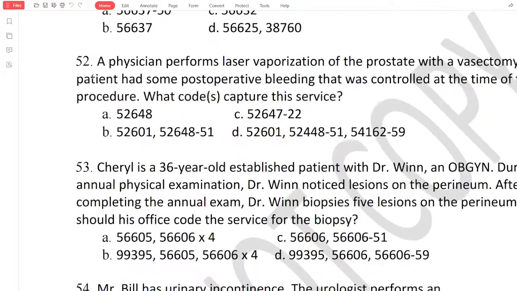Next is question number 52. A physician performs laser vaporization of the prostate with a vasectomy. The patient had some postoperative bleeding that was controlled at the time of the procedure. What could capture the service? 52648, 52601, 52647, 52448, 54162.